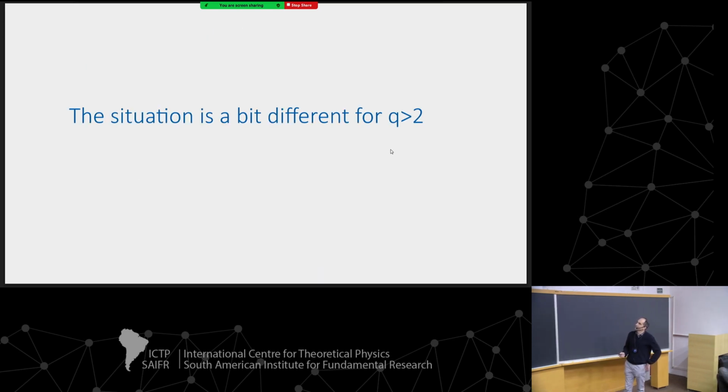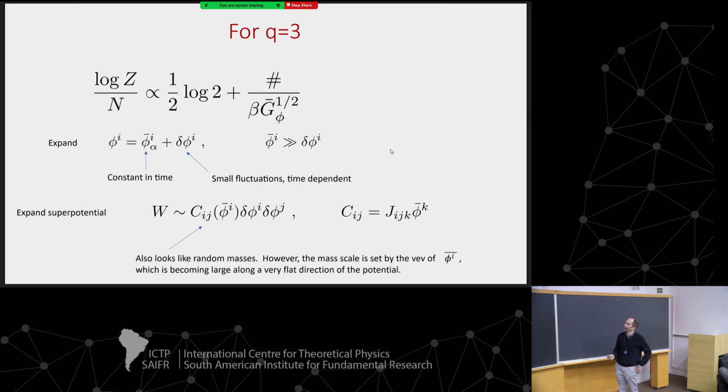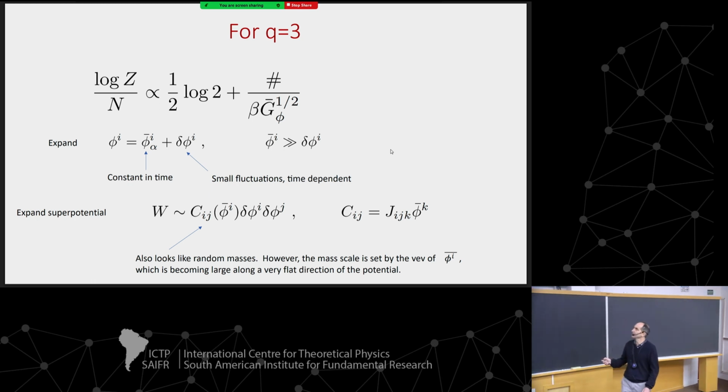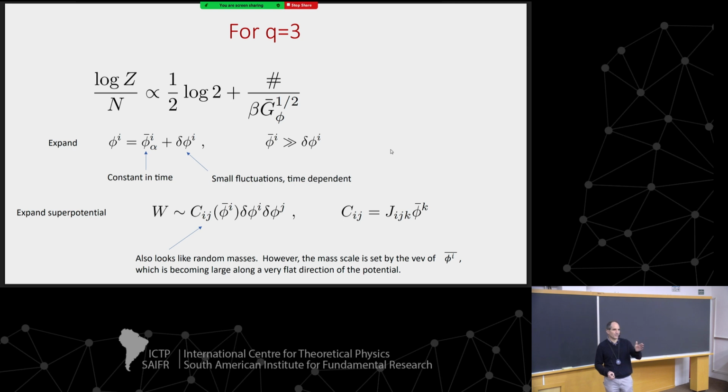OK, now the situation is a bit different for q bigger than 2. In that case, for q equal to 3, we discuss our expansion as taking this function g and expanding, but we can think of it more microscopically as saying that we have a field phi, which takes a constant value that corresponds to some direction along the potential where the potential is very flat, plus some small fluctuations around that constant value.